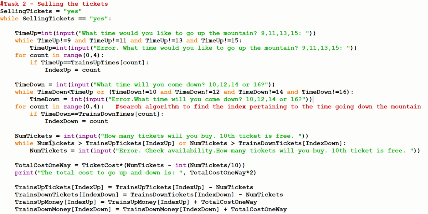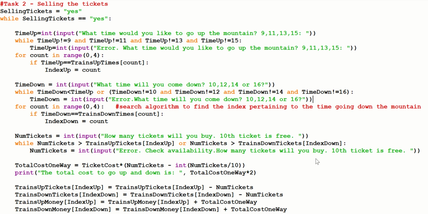So while num tickets is more than the available tickets at the index up, so the position of that specific time's amount of tickets available. If the number of tickets wanting to buy is more than that, or num tickets is more than the down tickets of that specific time available, then we'll produce an error. Check availability, so you know how many tickets are available.